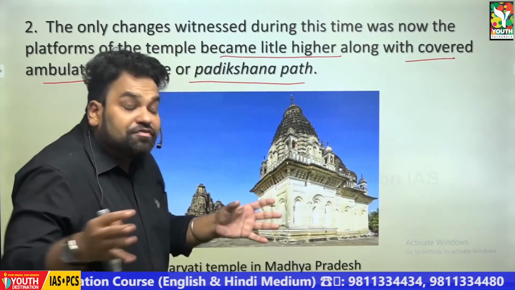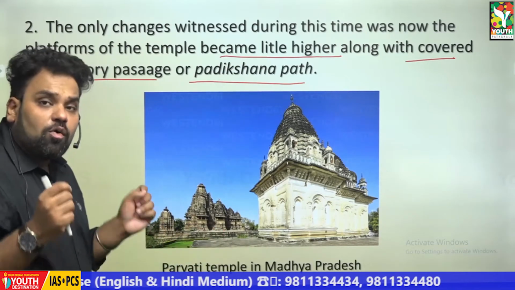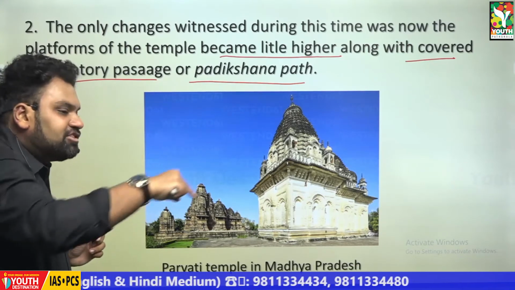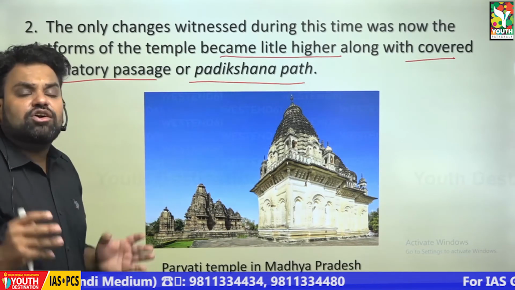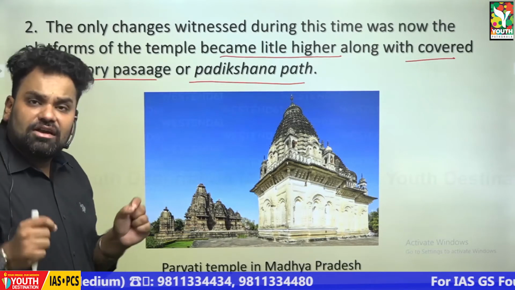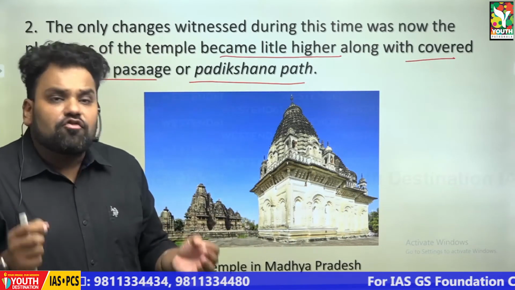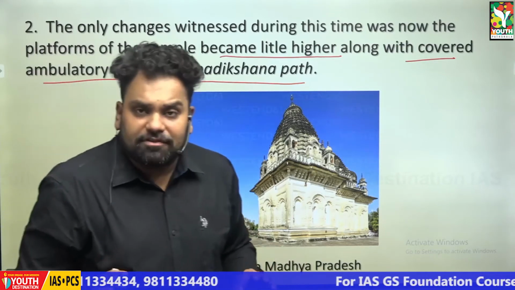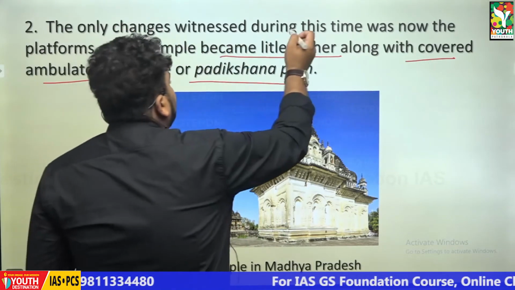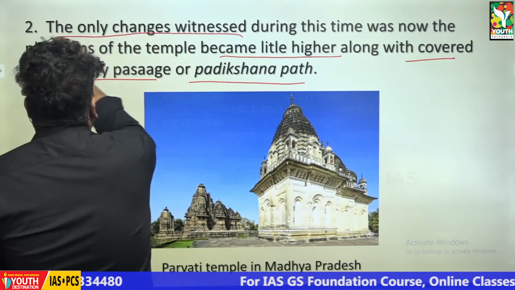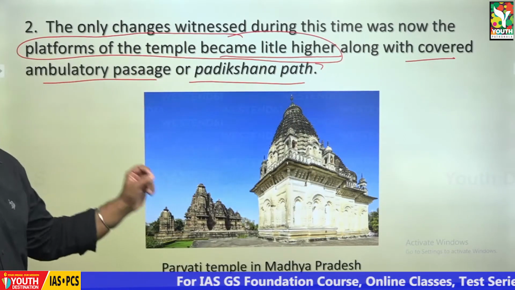And path is something on which we walk, right? So the pradakshina path began to be covered. Earlier, it was not covered. People just used to go around the temple like that. But now the pradakshina path was covered for the benefit of the people visiting the temple, so that they can pray in a much more peaceful manner, and be protected from the sun, rain, or any environmental problems. So now the pradakshina path became covered, and the platform began to be little higher. These are the two developments taking place in the second stage.